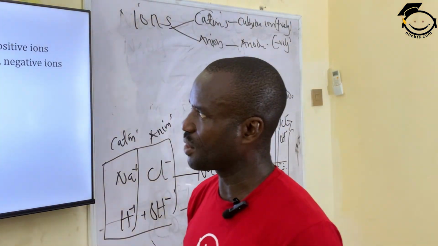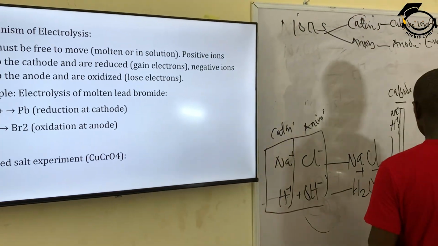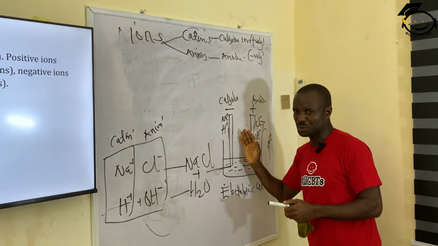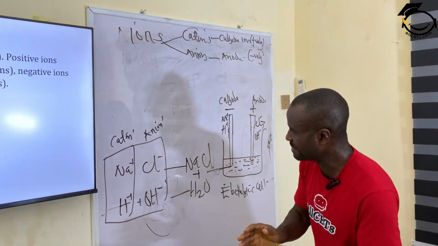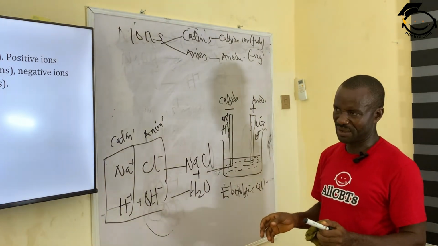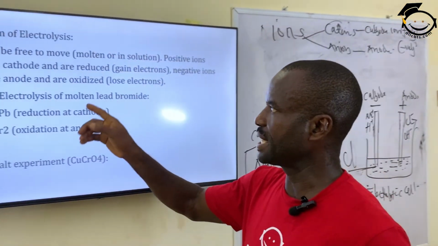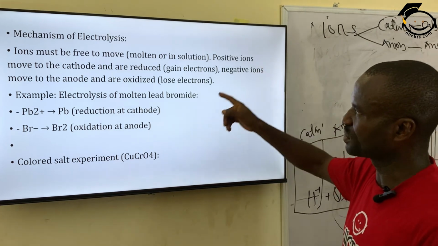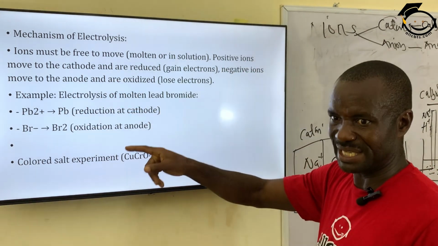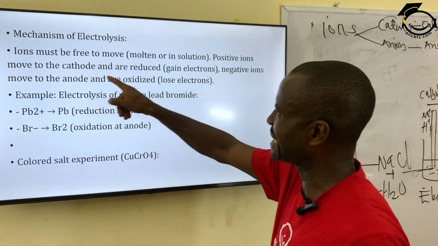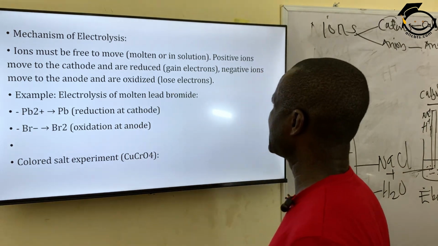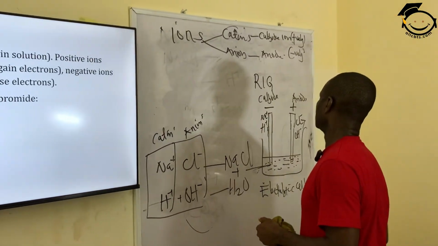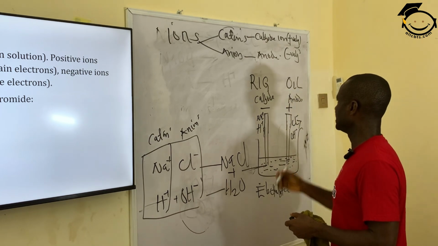So what are the mechanisms of electrolysis? The mechanism of electrolysis means that when current is passed through this system, the positive ions must be attracted towards the negative electrode, while the negative ions must be attracted towards the positive electrode. Is that okay? So let's define that. Ions must be free to move, that is in molten or in solution. Positive ions move towards the cathode. We said the cathode is negatively charged. So positive ions must be attracted towards the cathode and are reduced, that is, gain electrons. We said reduction takes place at the cathode, while oxidation takes place at the anode. OIL RIG.